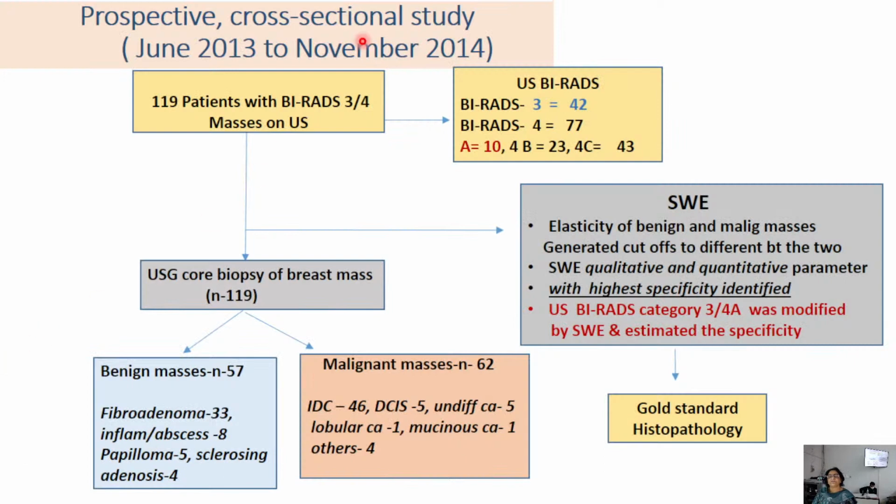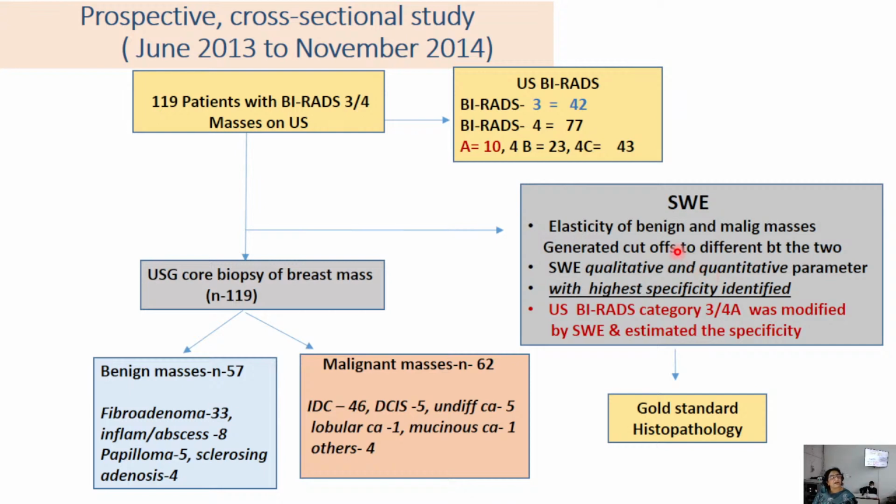So we planned a prospective cross-sectional study. These 119 patients had BI-RADS 3 and 4 masses on ultrasound. They were all subjected to shear wave elastography. And after that, a breast mass biopsy was undertaken. So after the biopsy, the report was used as a reference method to have the elasticity values of the benign and the malignant masses.